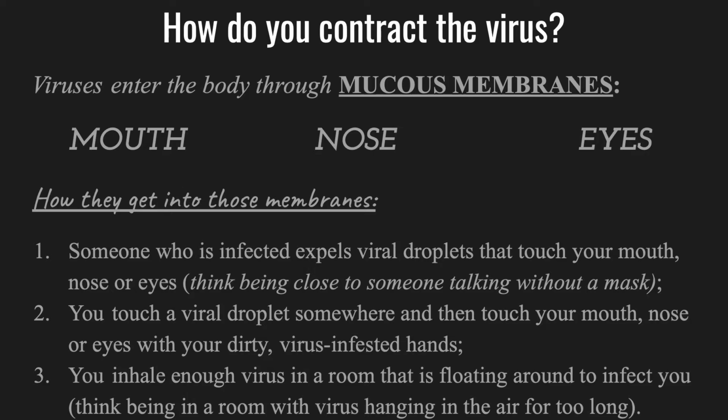So, what do we learn? How do you contract the virus? How do you actually get it? Viruses enter the body through mucous membranes, and you have mucous membranes in your mouth, your nose, and your eyes, and another part of your body that I didn't mention because at school, you better not get the virus that way. All right? So you get it through your mouth, your nose, or your eyes.